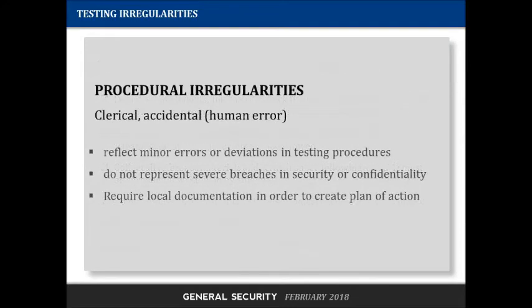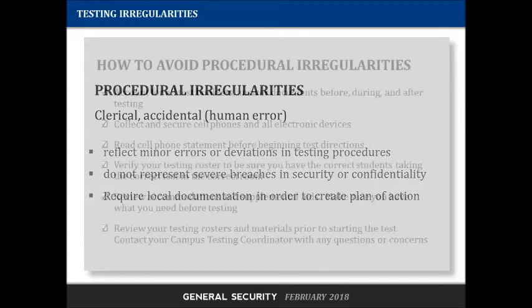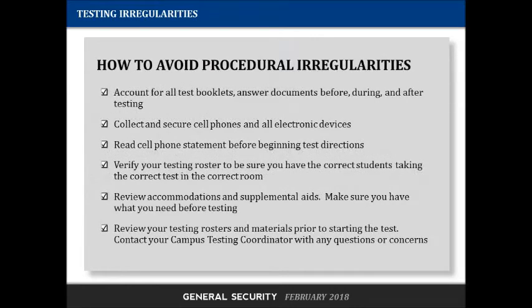Procedural irregularities are clerical, accidental, or just human error. They reflect minor errors that do not represent severe breaches in security or confidentiality. They require local documentation in order to create a plan of action. Procedural irregularities are typically accidents that can be easily avoided. Please take a few minutes to review these simple testing procedures and practices that can help avoid big headaches.